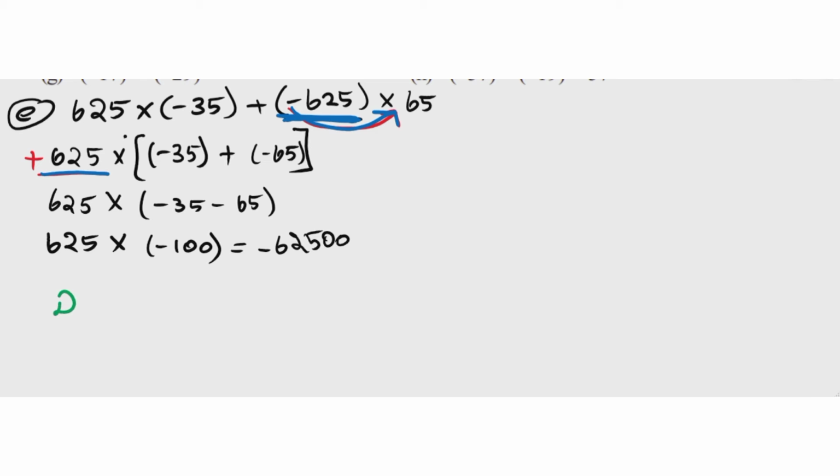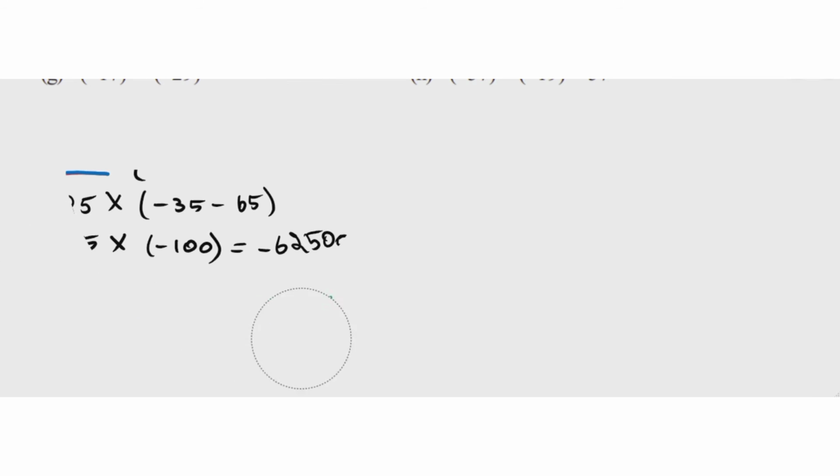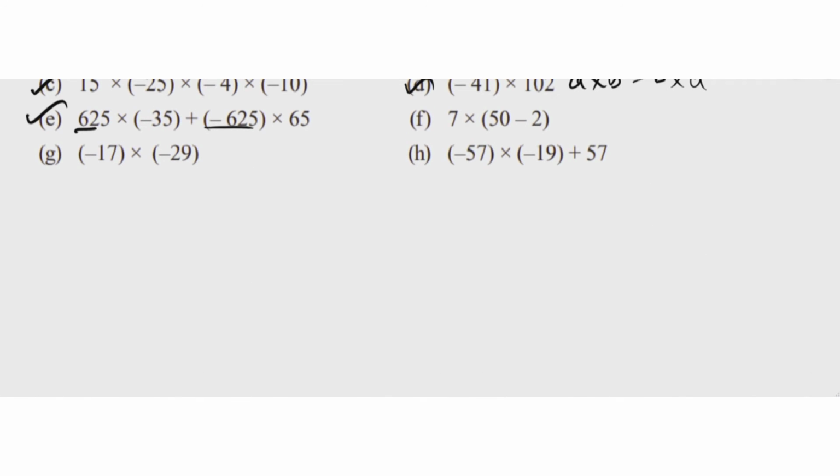So here, what property have I used? Can you guess it? I have used distributive property. So it is very easy to guess, right? So here 625 is common. So you can just guess it. If any number is commonly repeated, then it is obviously distributive property. Okay. So this question you can understand, I hope so. So now we can move on to the next question.